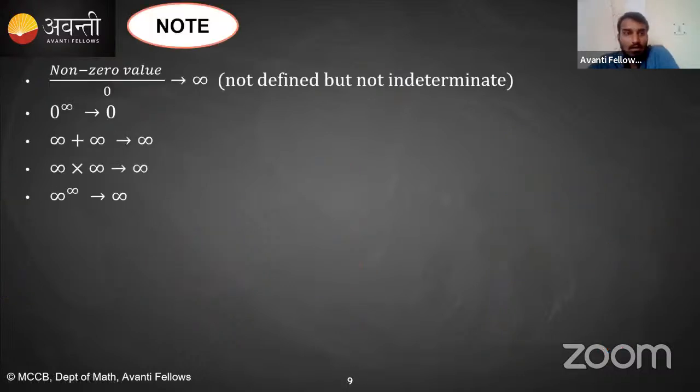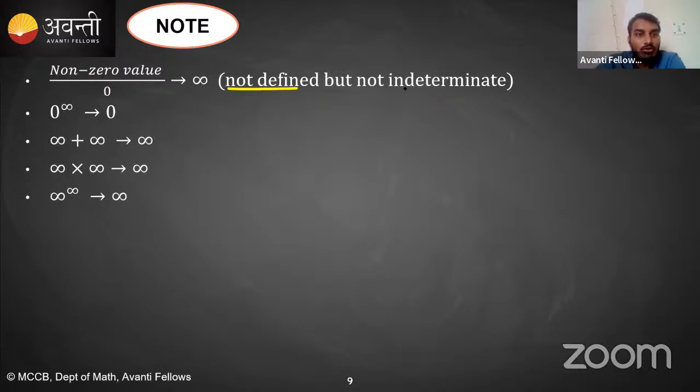Okay, so I'll give you one more example. I have added this slide especially because so many students have confusion in it. That's why I have added this slide separately, so that from today we don't have any confusion between not defined and non-indeterminate. Any non-zero value upon 0 tends towards infinity. So it is not an indeterminate form. That's why I'm saying it is not defined but not an indeterminate form.